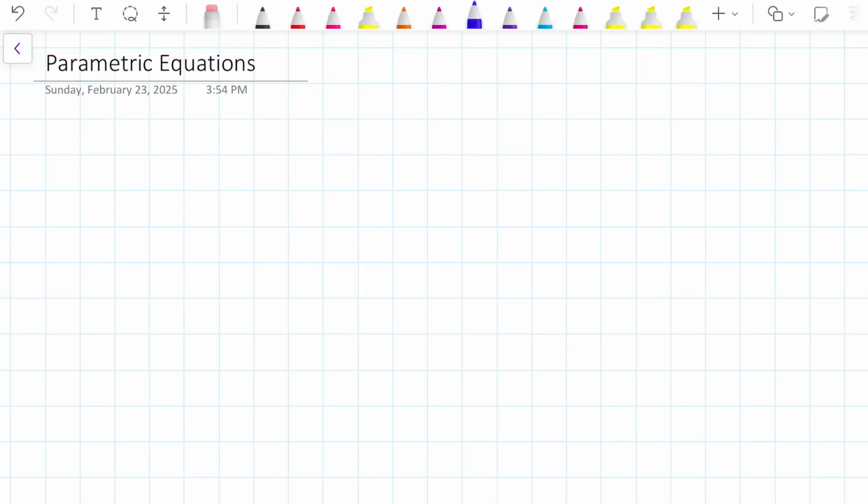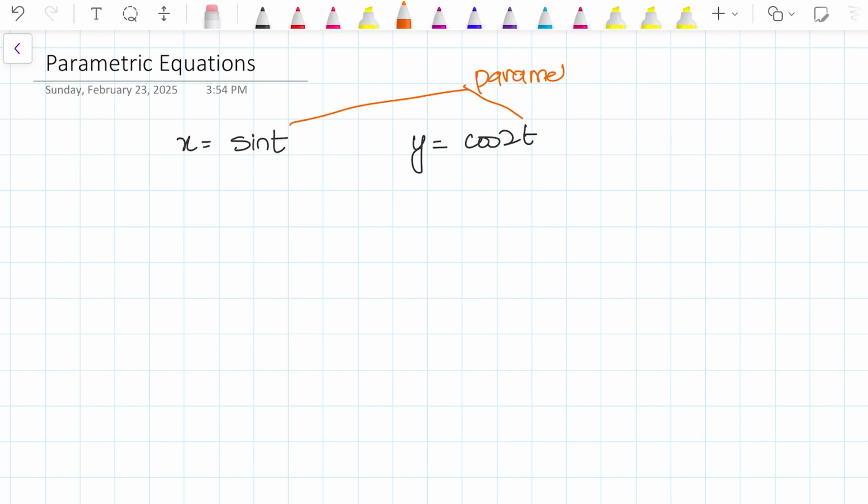So in today's class we are going to discuss parametric equations. Parametric equations basically mean that you have x in terms of another parameter, for example x is sine t, y is equal to cos 2t. Now x and y both are given in terms of another variable, or another parameter. This t is called a parameter.